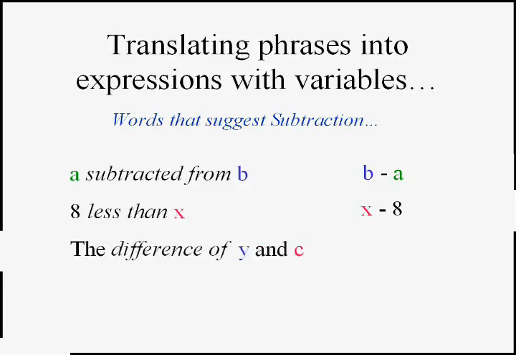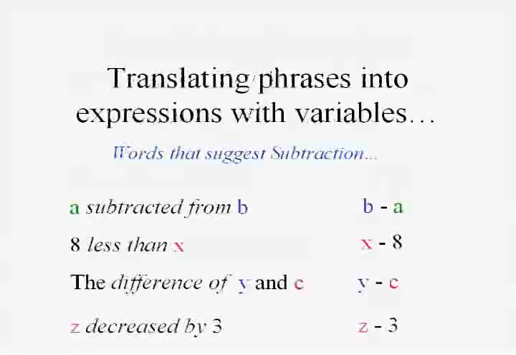The word difference infers subtraction, and we keep the same order. The difference of Y and C is Y minus C. And decreased by is also going to lead to subtraction. Z decreased by 3 would be Z minus 3. Okay, that's probably the trickiest of the 4.